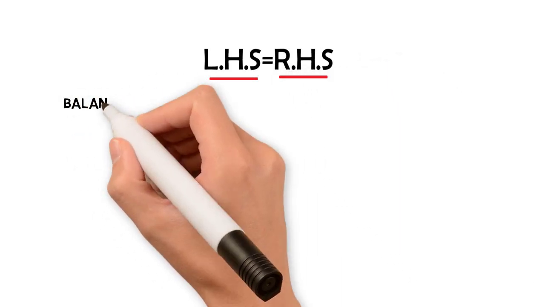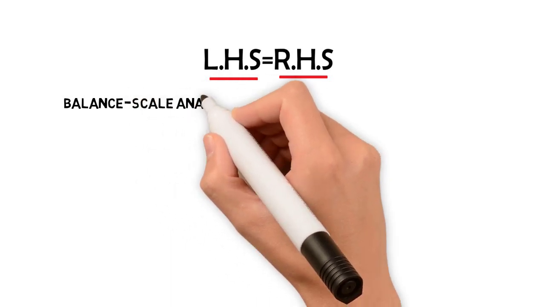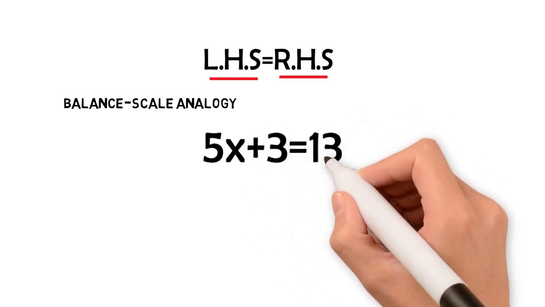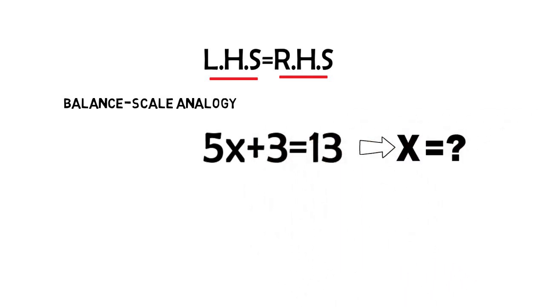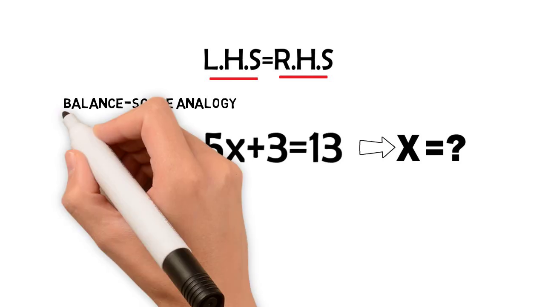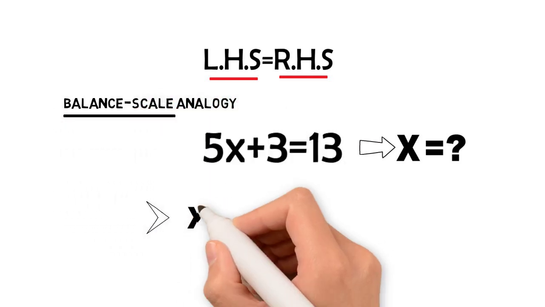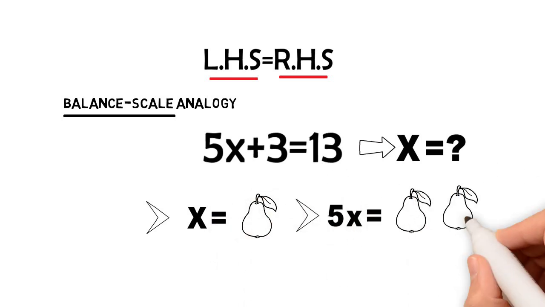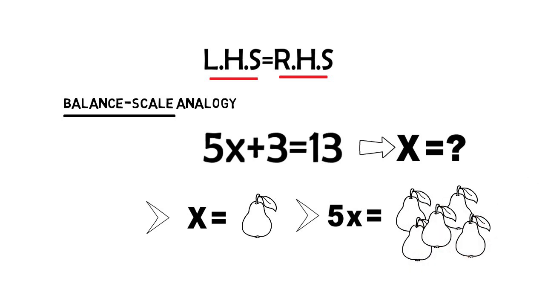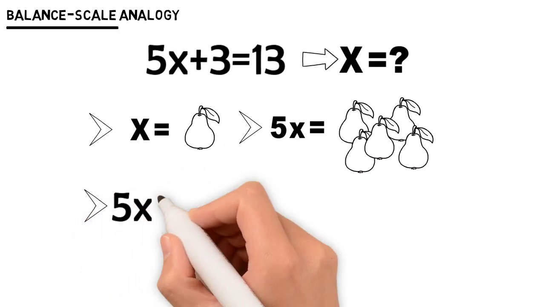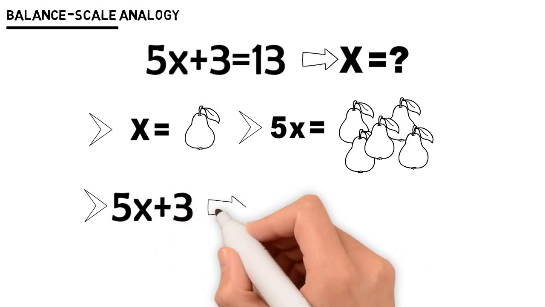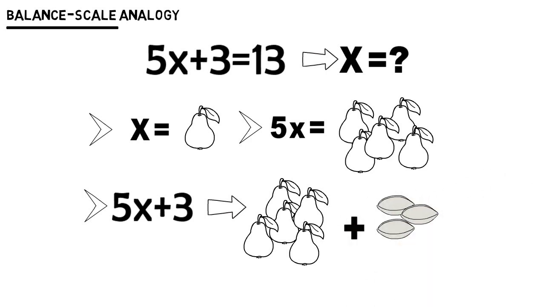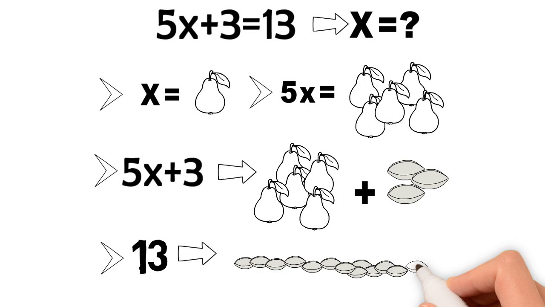Let's illustrate what we're saying by returning back to our balance scale analogy. Suppose we want to solve the equation 5x plus 3 equals 13. Find what x has to equal. Let's interpret the equation in terms of balance scales. Let x be the weight of one pear in terms of stones. The 5x in the equation is saying that we have the weight of 5 pears. The left side is 5x plus 3. Therefore, on the left side of the balance scale, we have 5 pears and 3 stones. On the right side of the balance scale, we have 13 stones.